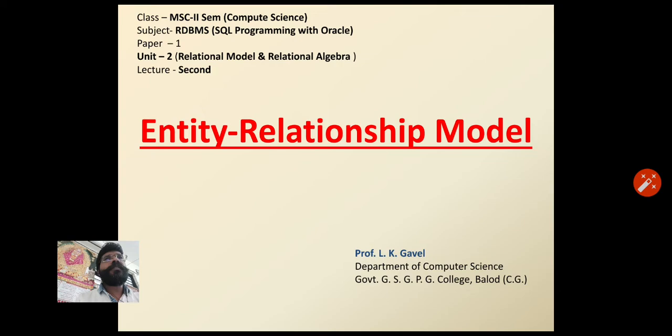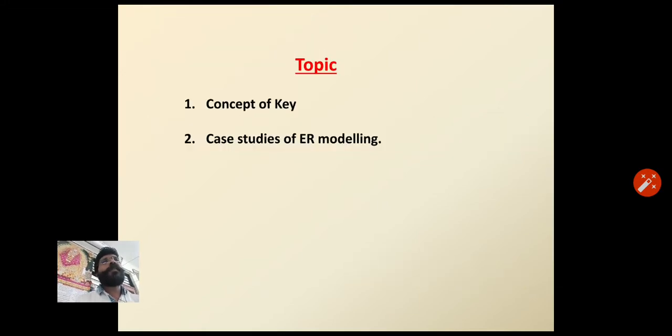We have discussed here the second lecture for MSc second semester Computer Science, subject RDBMS SQL programming with Oracle, paper first, and unit second is relational model and relational algebra. We have discussed here the concept of key and a case study of the ER model.